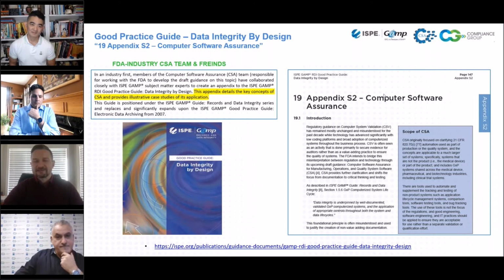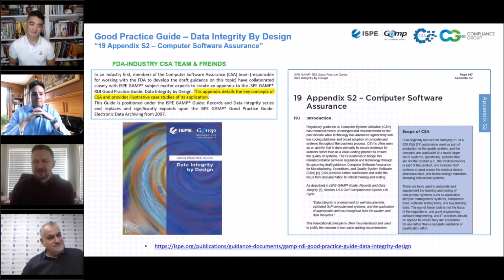Awesome. Data integrity isn't separate, right? It's not a separate exercise from your requirements. And I don't know why we often treat it like it's something different than everything else. Absolutely.